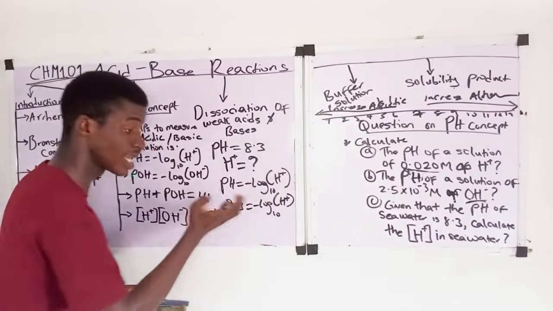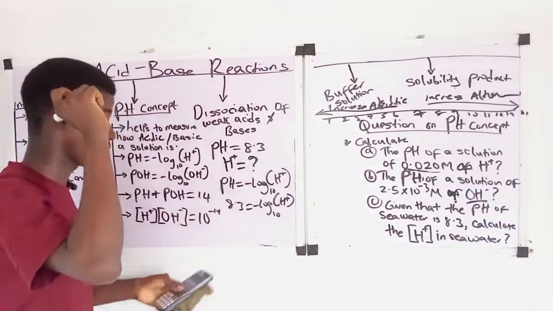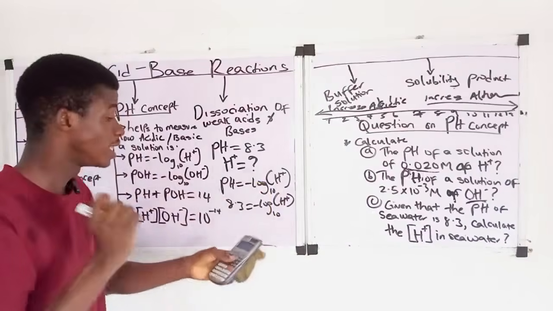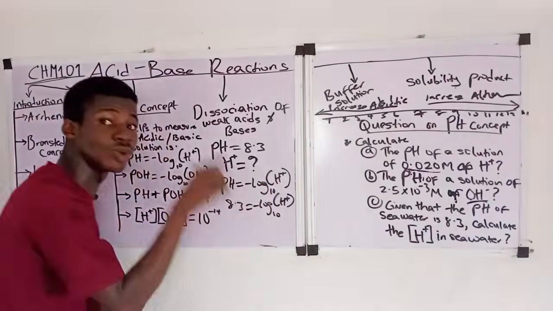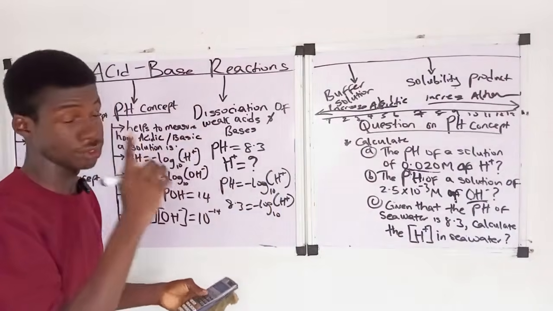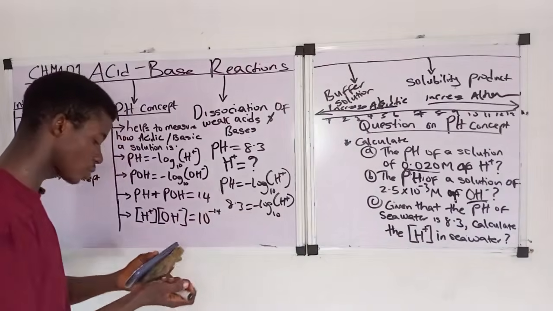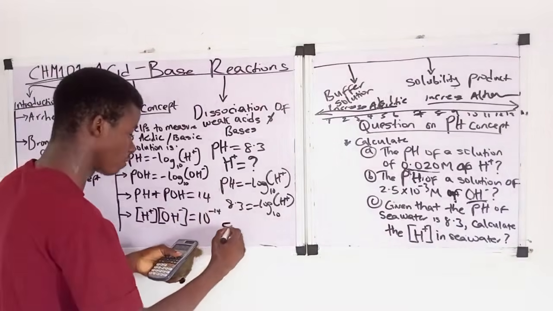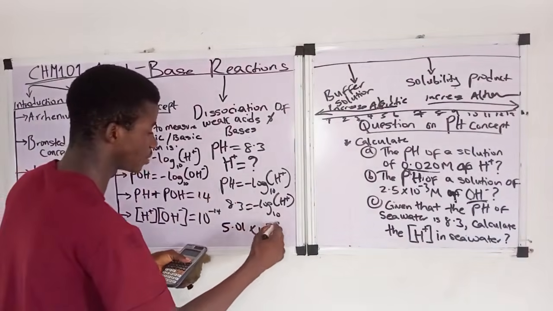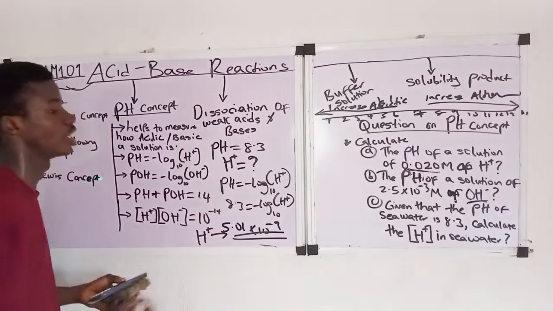To take the antilog, just go to your calculator and press shift and log. That will give you the antilog. Then the value, you add minus. So shift log minus 8.3, right? So we do it, and we have 5.01 times 10 raised to the power minus 9. So this is the hydrogen ion concentration.